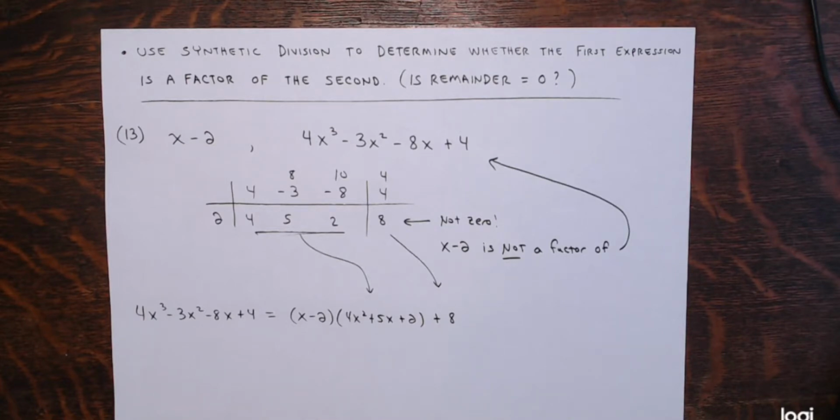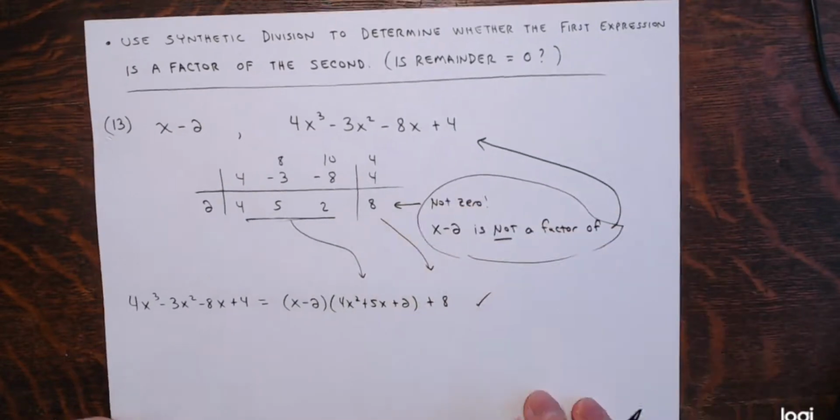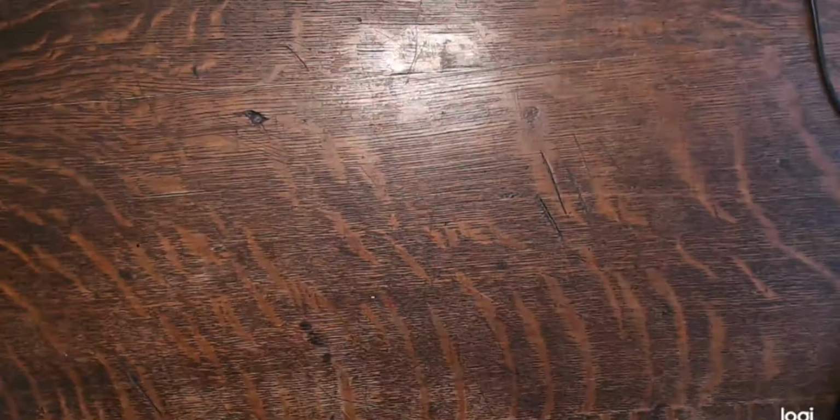And once again, double check, multiply these two, then add 8. You should get the dividend back. Right. So not a factor, right? The remainder is not 0. That's all we're doing. I got 2 more of these and should be over. And it's all the same.